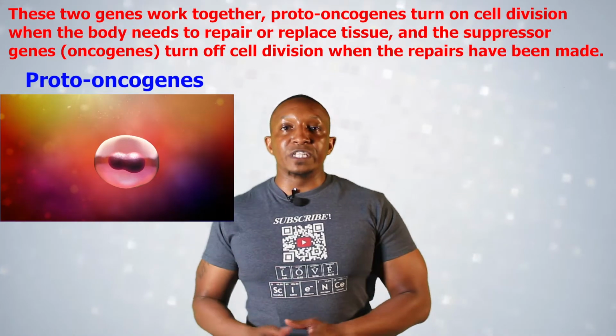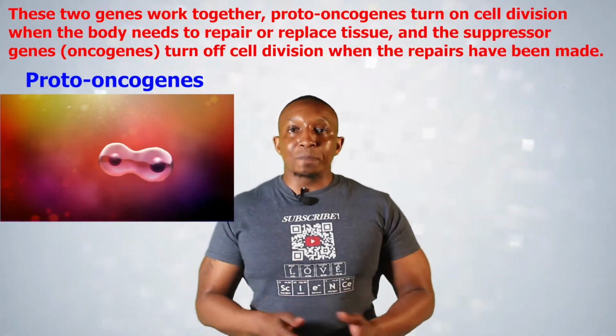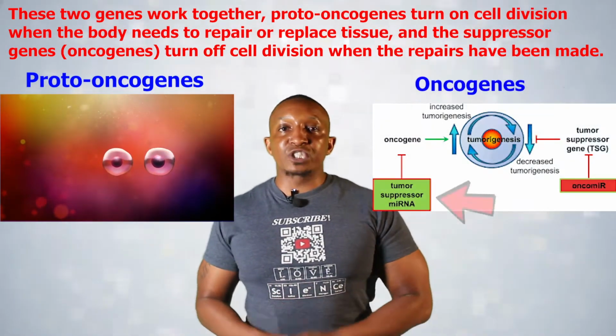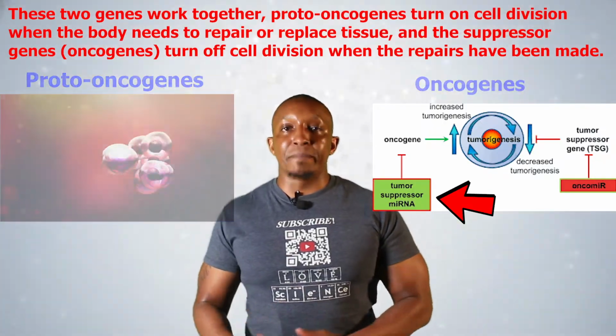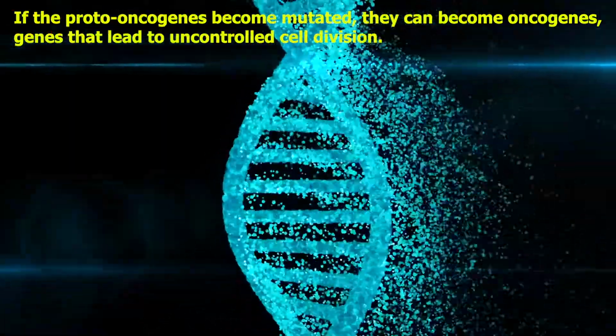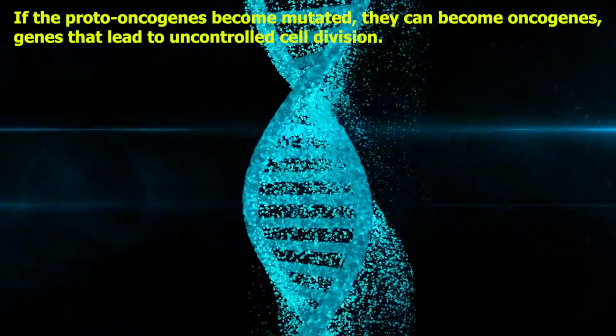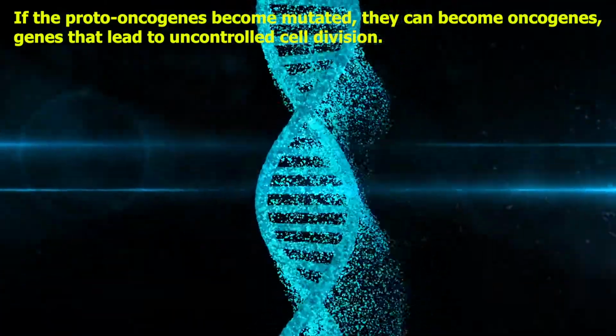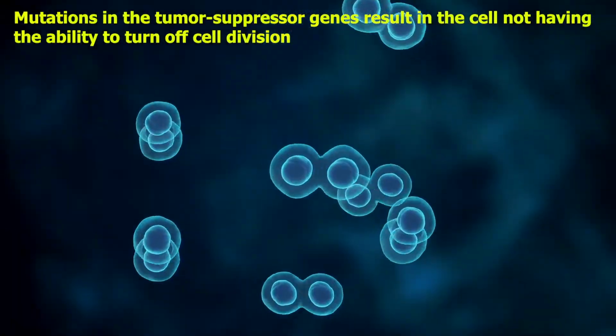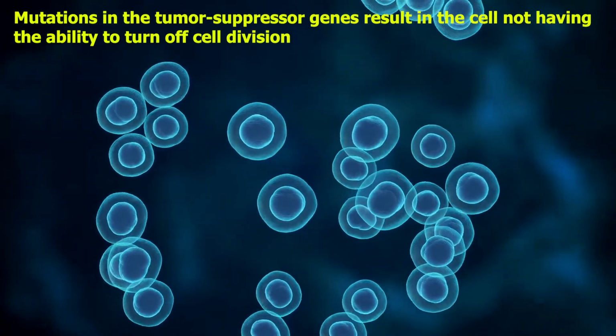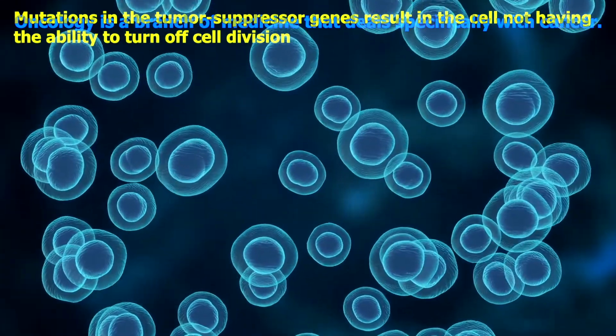Proto-oncogenes turn on cell division when the body needs to repair or replace tissue, and the suppressor genes turn off cell division when the repairs have been made. If the proto-oncogenes become mutated, they become oncogenes, genes that lead to uncontrolled cell division. Mutations in the tumor suppressor genes result in the cell not having the ability to turn off cell division.